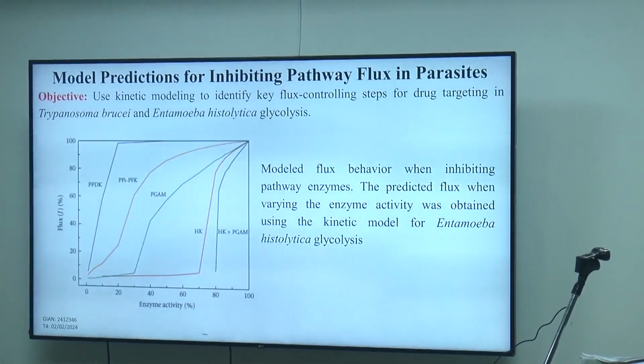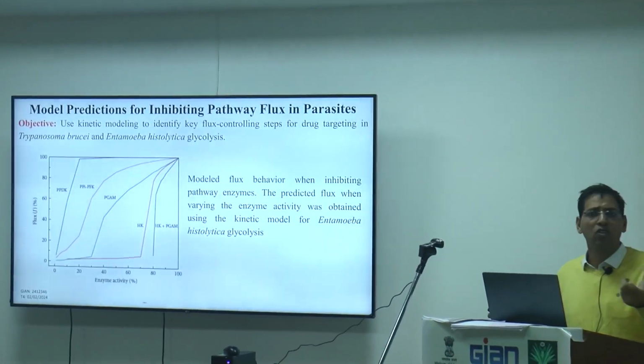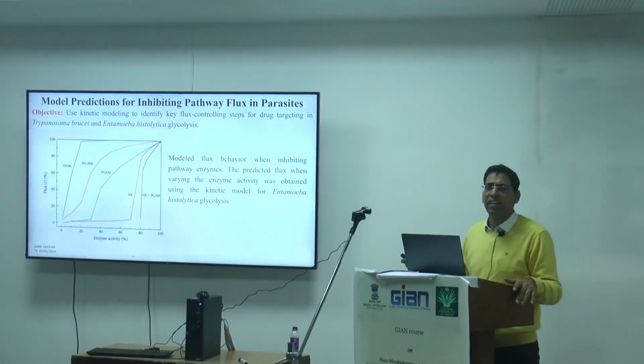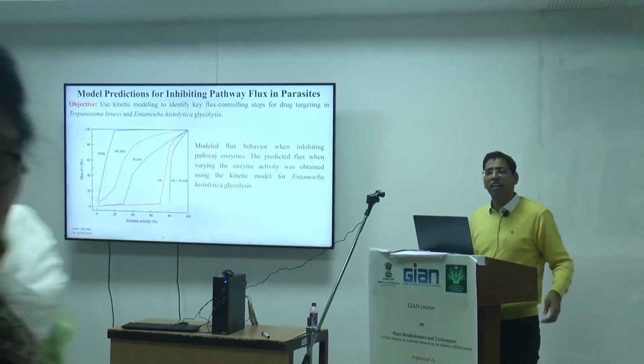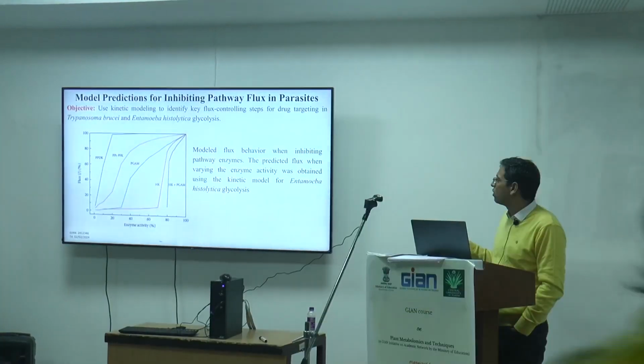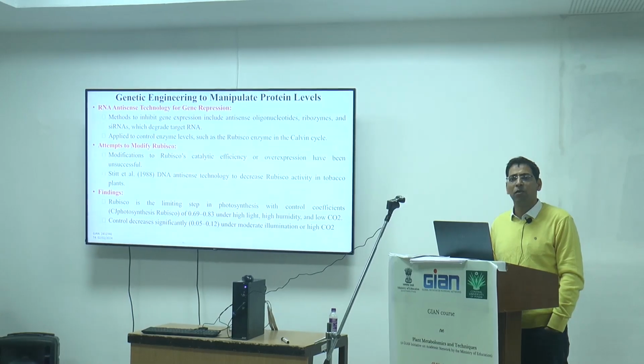If you are using different parasites and you know the control points, you can stop their replication and stop their activity there. So these models show flux behavior when we inhibit the enzyme, so we can go ahead with this one. Genetic engineering is another concept to manipulate the different protein levels.